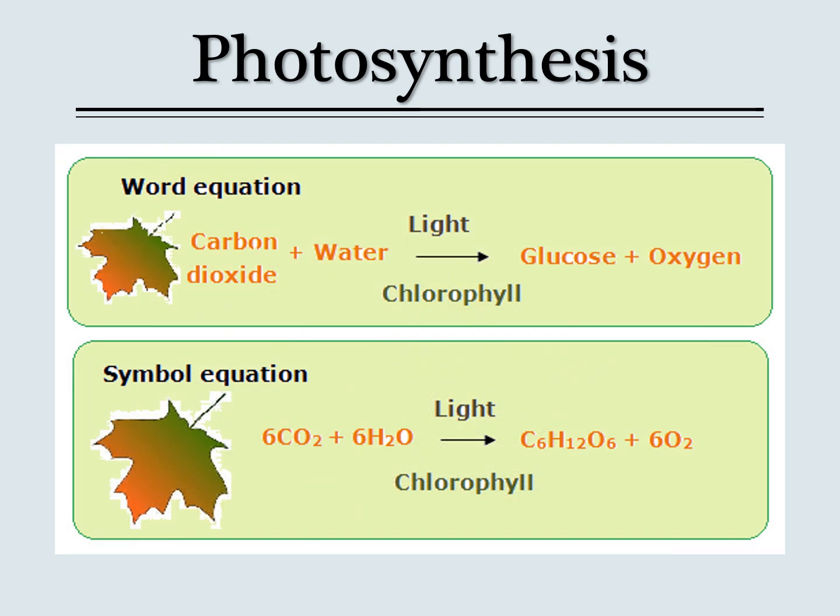Here is the formula for photosynthesis. Carbon dioxide, water, and light energy from the sun make sugar molecules and oxygen. Again, this process takes place in chloroplasts. Also, the sugar molecules are called glucose.